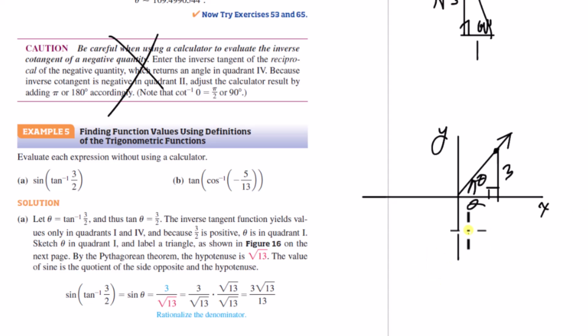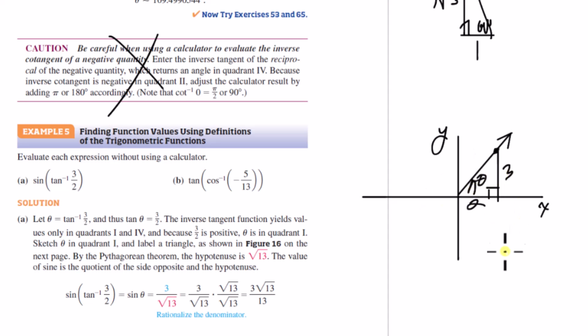Now, we could try and figure out what that angle is. Maybe we can get an exact value using a reference triangle. I don't think we can. Or we could use our calculator to get an approximate value, but the question is just asking what is the sine of that angle. So we don't need that angle itself. We just need the sine of that angle, so we just need opposite over hypotenuse.